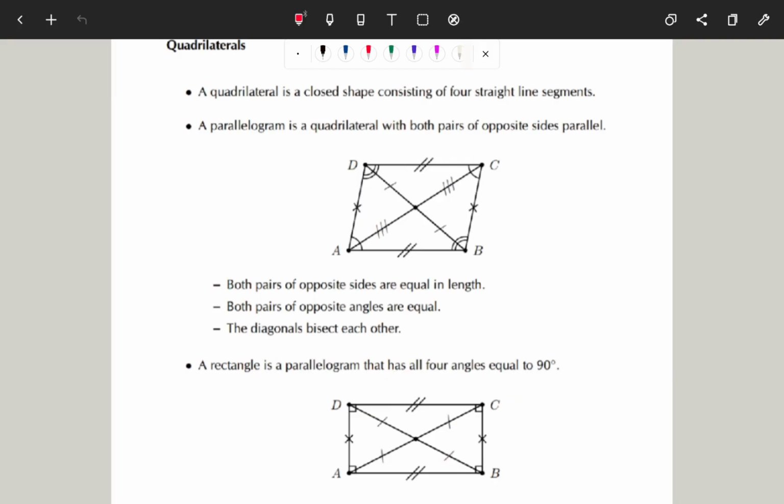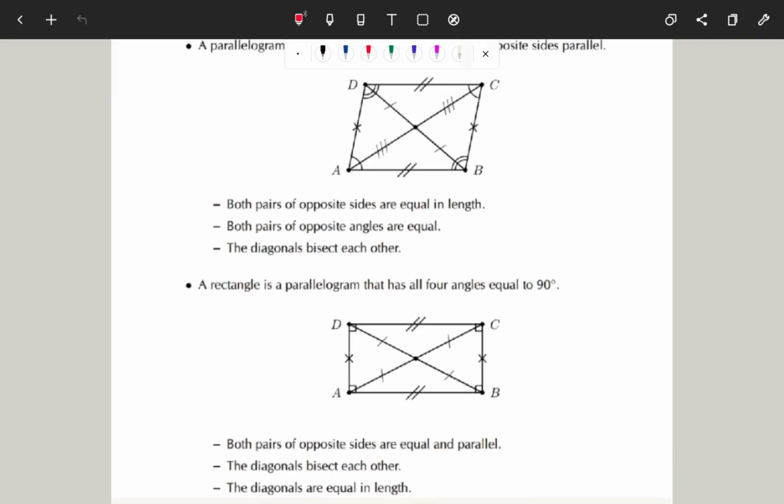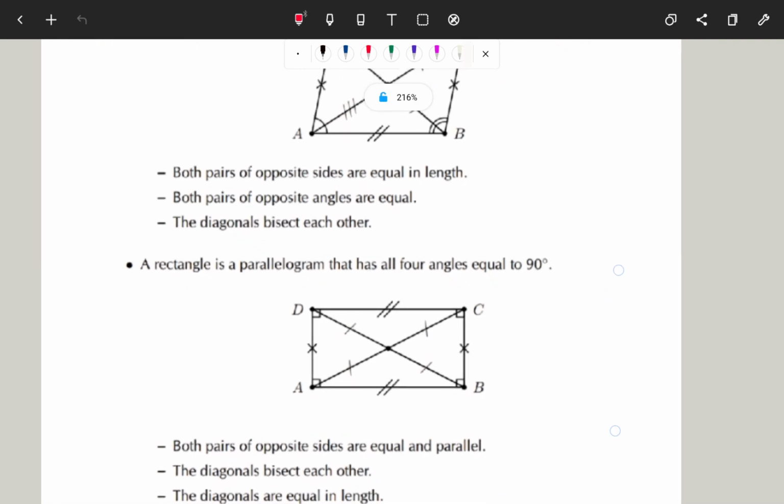Yeah, we also talk about opposite angles being equal. It's noted there, and the diagonals bisect each other. And yeah, so I don't know what more to say on this. Honestly, I'm just going to be reading what's on the screen.